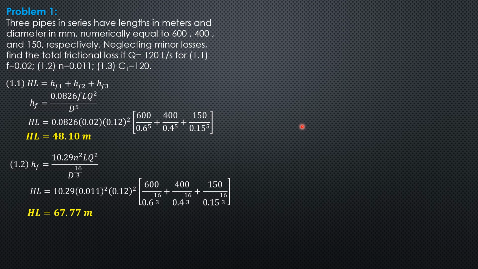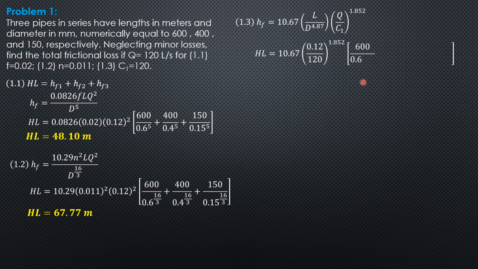And finally, by Hazen-Williams formula, for circular pipes, the head loss is 10.67 times quantity length over diameter to the 4.87, quantity Q over C1 raised to 1.852. So again, in this problem, what is common is 10.67 and Q over C1 to the 1.852. Let's factor them out. 10.67 times quantity 0.12 over 120 to the 1.852, times quantity 600 over 0.6 to the 4.87, plus 400 over 0.4 to the 4.87, plus 150 over 0.15 to the 4.87. So, using your calculator there, the head loss is 47.02 meters. So, that's it for this problem.